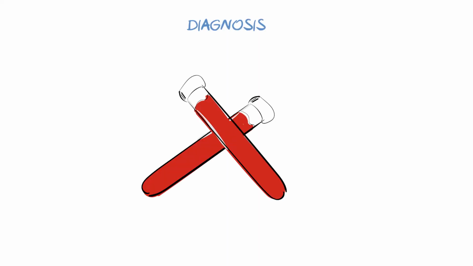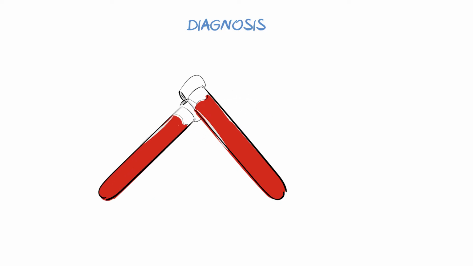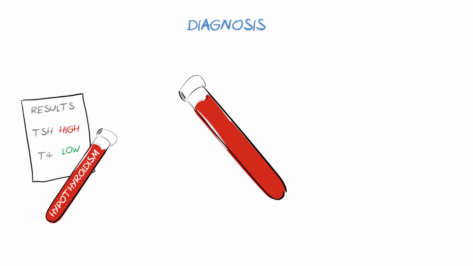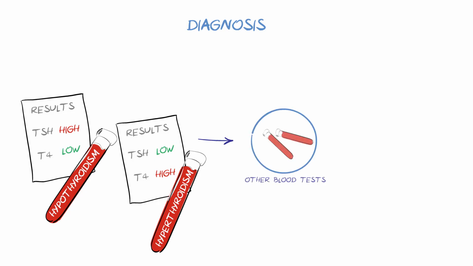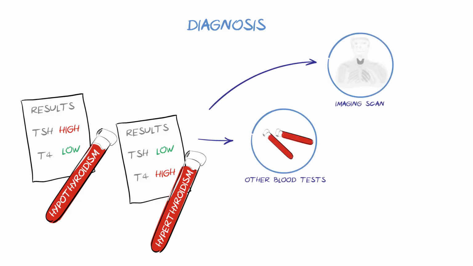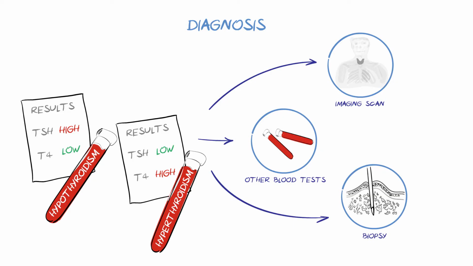Thyroid disorders are diagnosed by checking the levels of thyroid hormones in the blood and sometimes by a physical examination. Usually in hypothyroidism, TSH will be high and T4 will be low, and in hyperthyroidism, TSH will be low and T4 will be high. Depending on your diagnosis, there may be further investigations, such as follow-up blood tests, and possibly a thyroid scan or biopsy to find out the underlying cause.